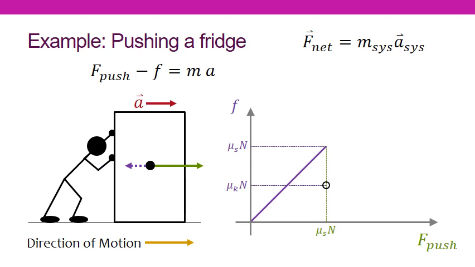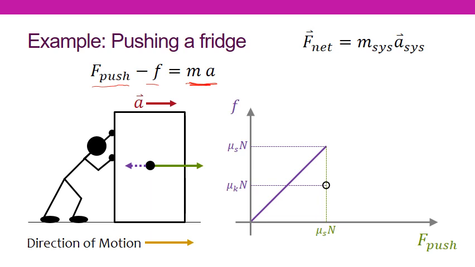Now, if I push a little bit harder than that maximal force, suddenly I will begin to accelerate. Now my pushing force is greater than the maximum static friction, and so I'll begin to accelerate. And my equation has changed, you'll notice. Now it stays my pushing force minus my friction force, but I have some non-zero acceleration.